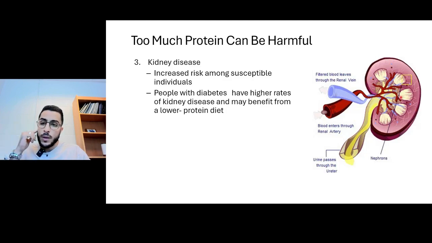If you are a susceptible person, for example, people with diabetes, they also have a higher rate of kidney disease. Nephrotic diabetes is a complication of diabetes. Let's just keep it at this. One way to help with the symptoms of nephrotic diabetes is to eat a lower protein diet to not overload your kidneys, because your kidneys become less and less good at filtering stuff. Okay.